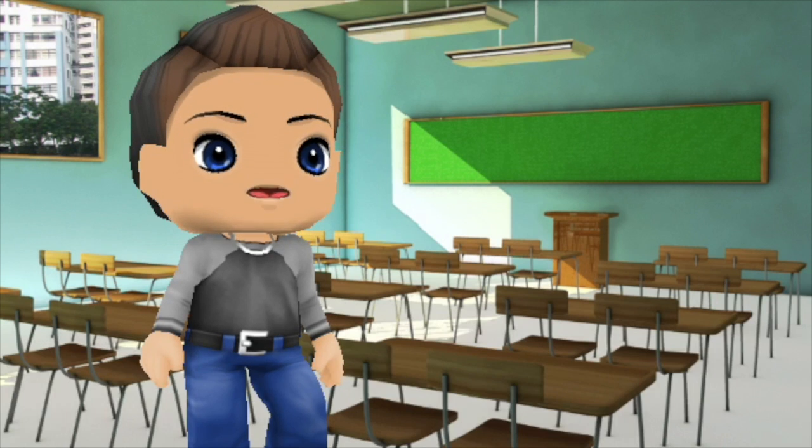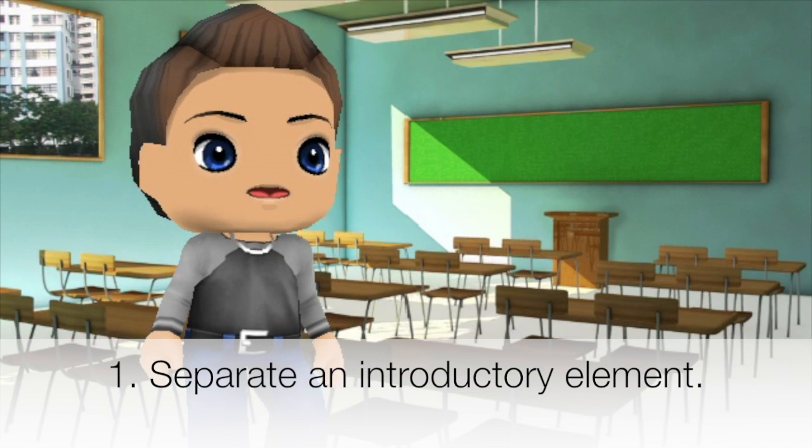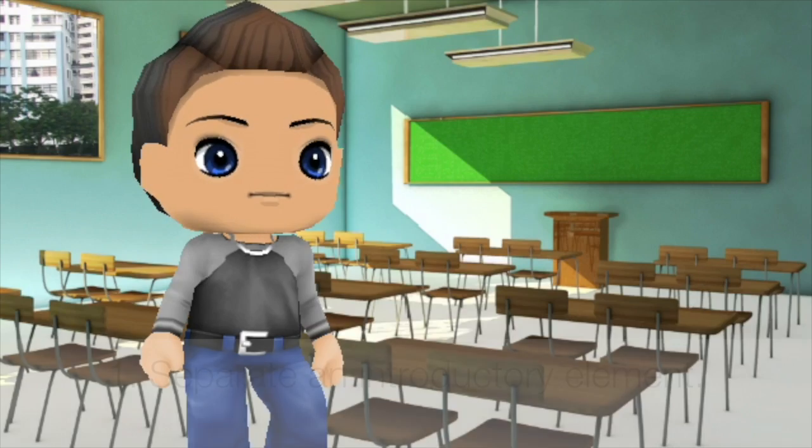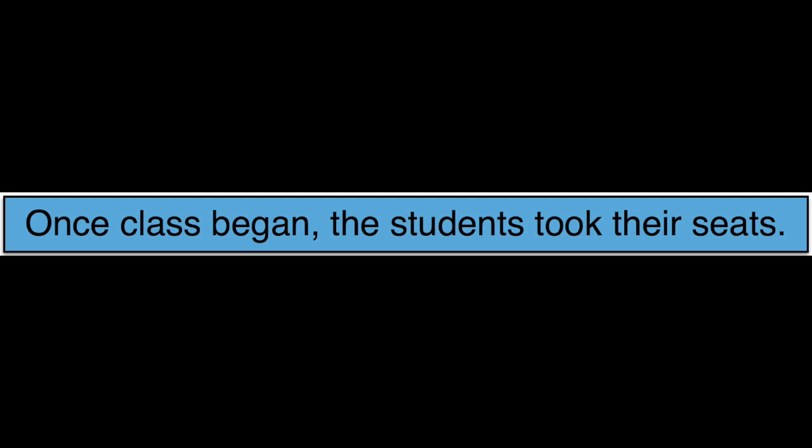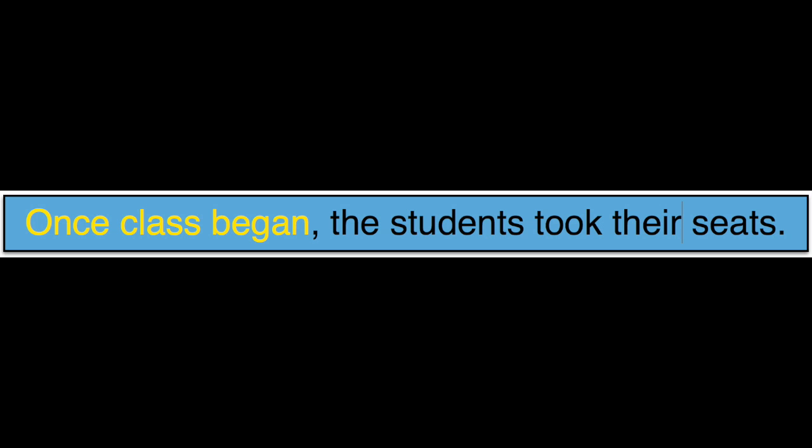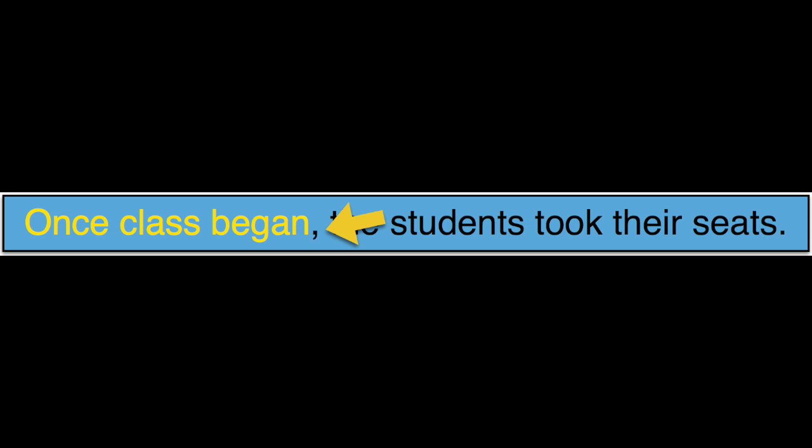Here's an example of the first way: separating an introductory element from the rest of the sentence. Once class began, the students took their seats. Once class began is the introductory element, and it's not a complete sentence by itself. We use a comma to separate it from the rest of the sentence. The students took their seats.